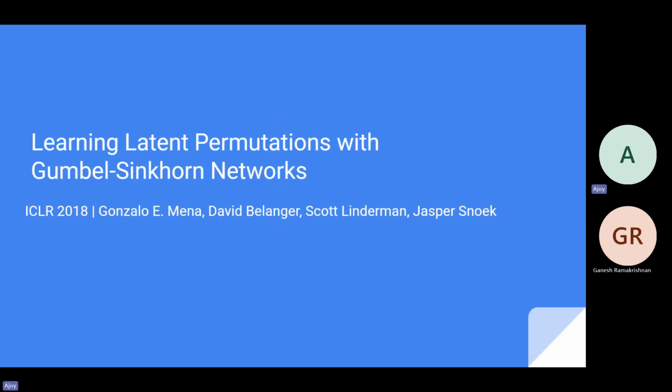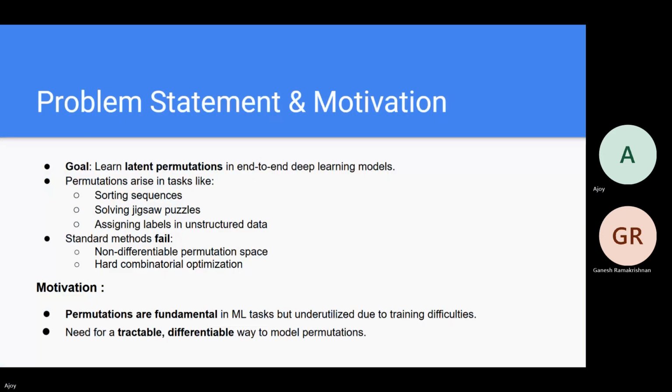Yeah, basically, the problem statement is that we are going to perform latent permutations in deep learning. Normally these are used in sorting algorithms and jigsaw puzzles. Basically, we are going to take discrete data and make it into a differentiable function, and then use gradient descent.